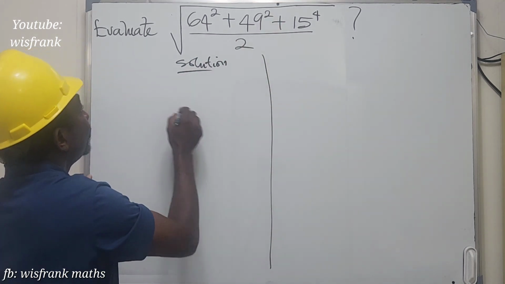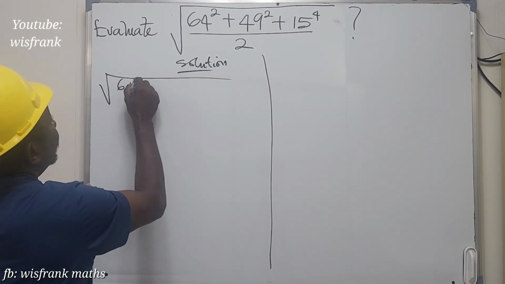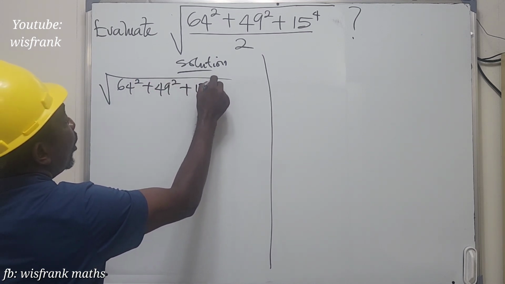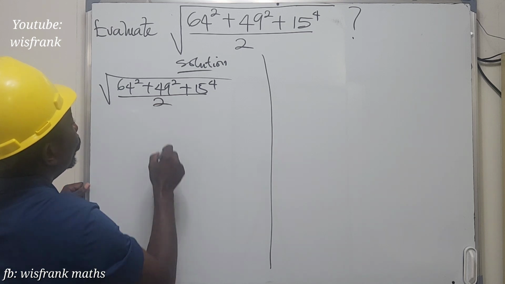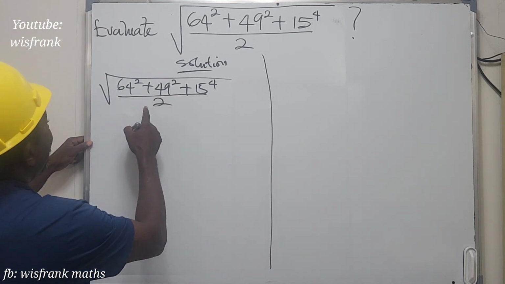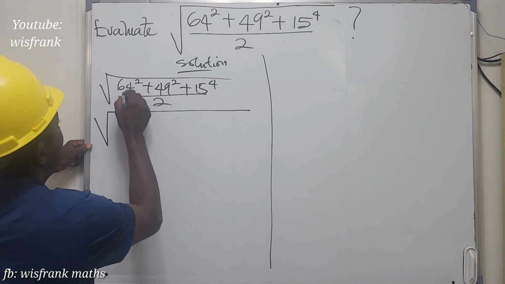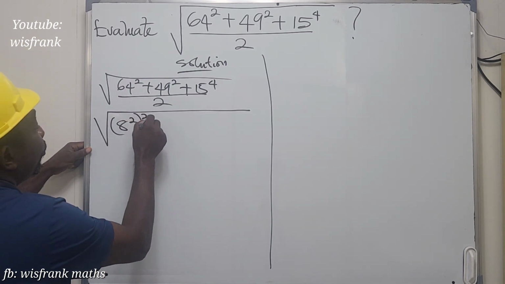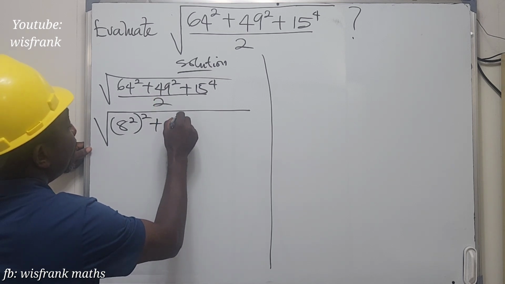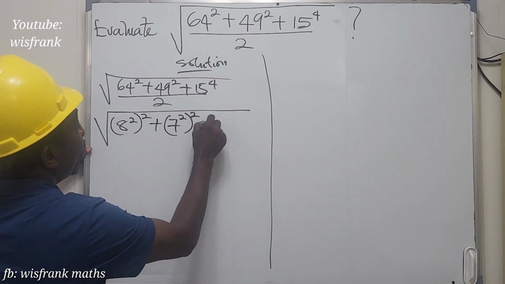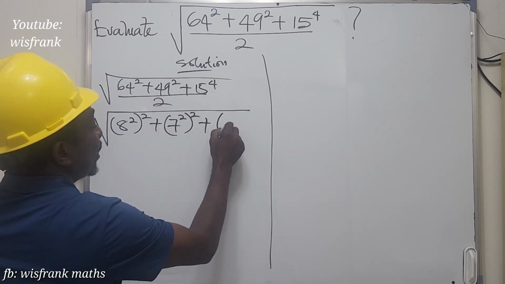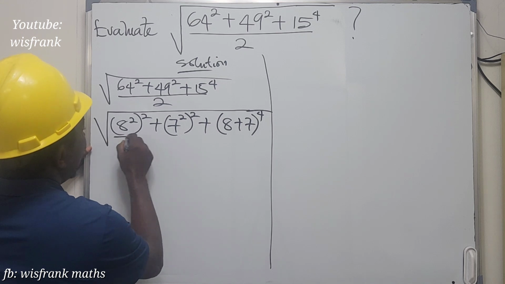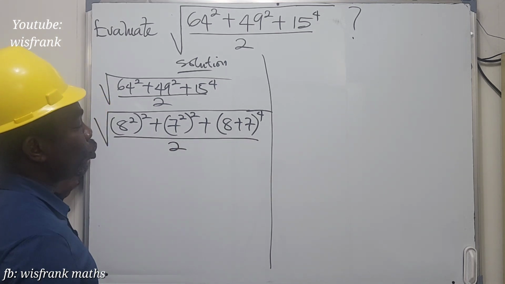So we are given the square root of 64 to the power of 2 plus 49 to the power of 2 plus 15 to the power of 4, all over 2. In this case, we can rewrite this as the square root of 64, which is 8 to the power of 2, all to the power of 2, plus 49, which is 7 to the power of 2, all to the power of 2, plus 15, which can be written as 8 plus 7, all to the power of 4. Then we still have divide by 2.